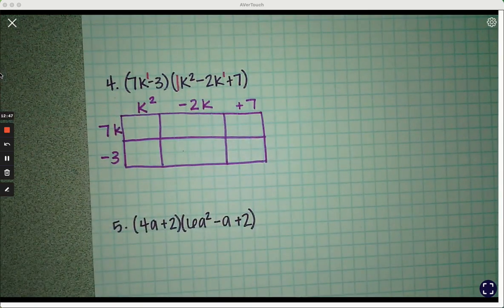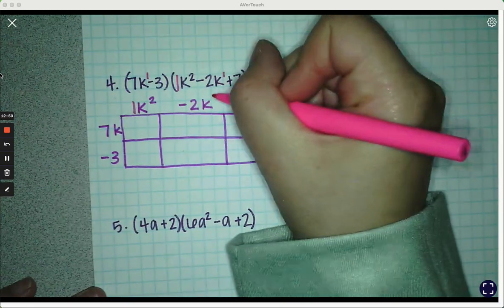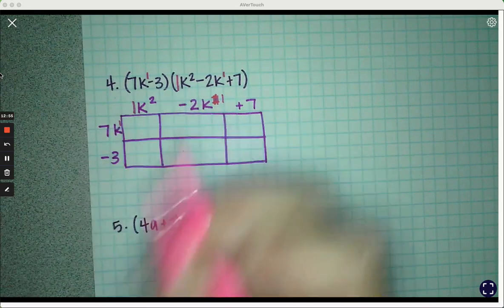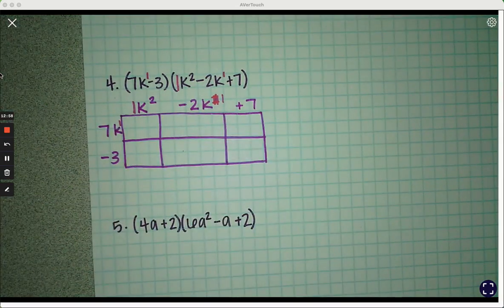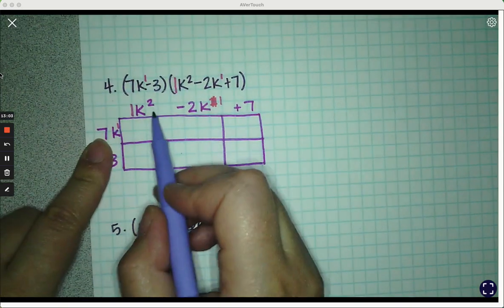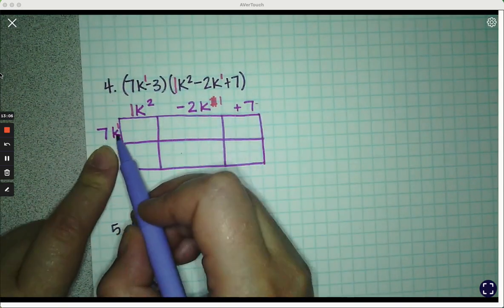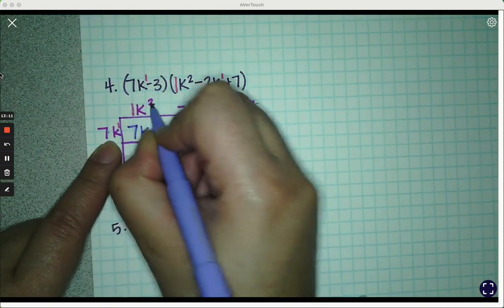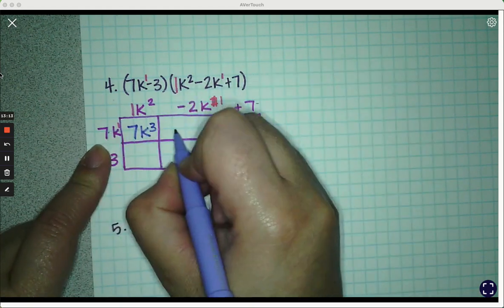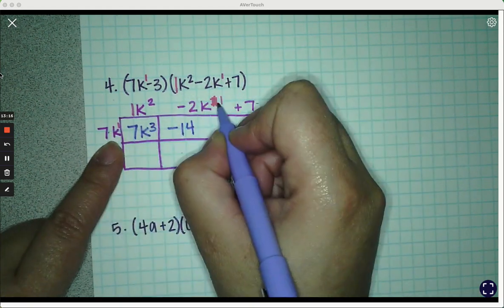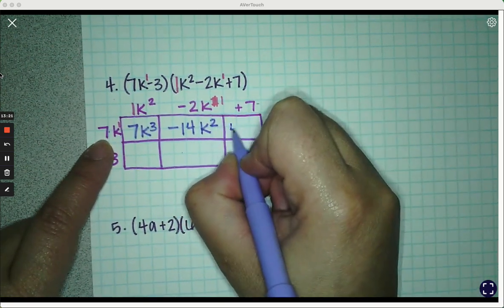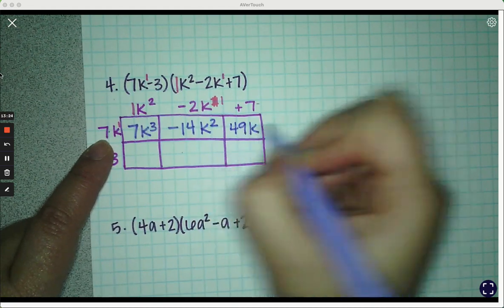I'm still going to put the understood 1s in. And then we're still going to do what we did before. We're going to focus on multiplying the top by 7k. So 7 times 1 is 7, and we add the exponents, so 1 plus 2 is 3. 7 times negative 2 is negative 14, k1, k1, k2. 7 times 7 is a positive 49, k.